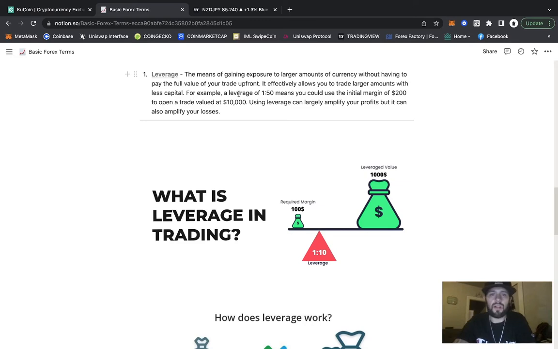For example, a leverage of 1:50 means you could use the initial margin of $200 to open a trade valued at $10,000. Using leverage can largely amplify your profits, but it can also amplify your losses. And this amplify your losses part right here, if you know how to manage your risk, you don't really even have to worry about that.